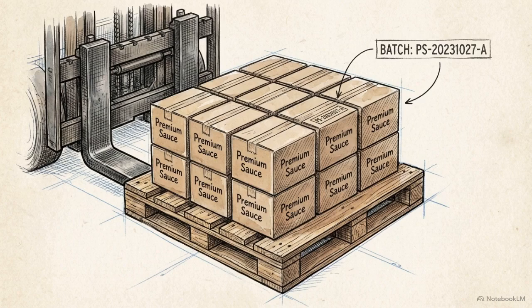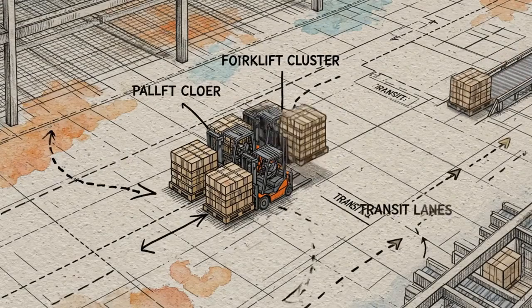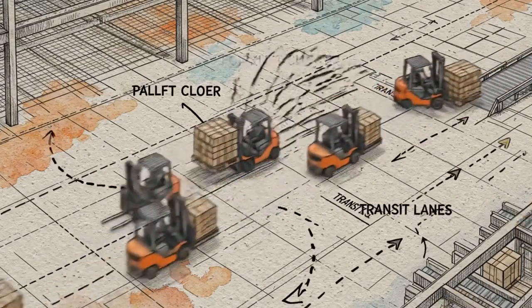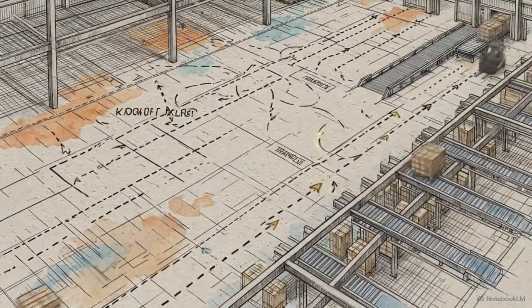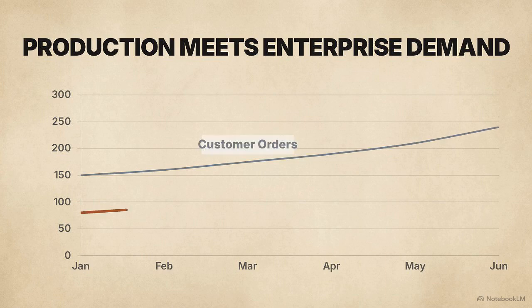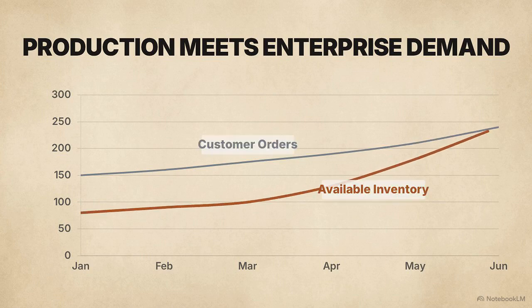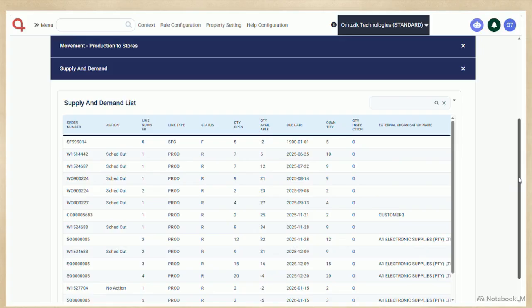Real-time inventory visibility prevents accidental overproduction of stock you already have and exposes hidden bottlenecks in the warehousing supply chain. The ultimate test of the production cycle is how it impacts the broader enterprise. This is viewed through the supply and demand function. This list confirms the resolution. The completed internal order has increased the available quantity, balancing out the open sales requirements and resolving the initial systemic shortage.